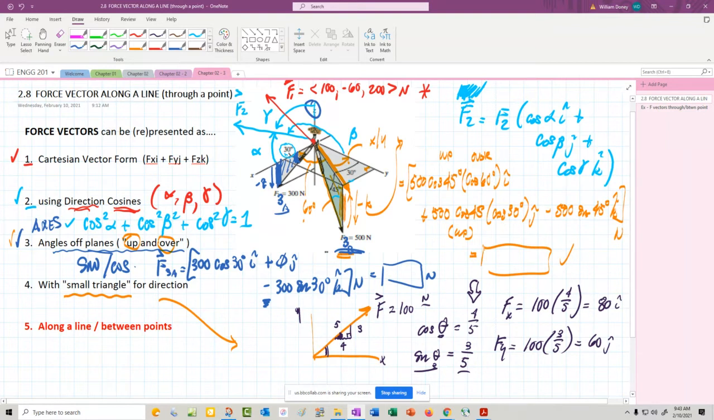So whenever you see that little triangle, again, there's other ones just not coming to me right now. That's the fourth one. Excuse me.